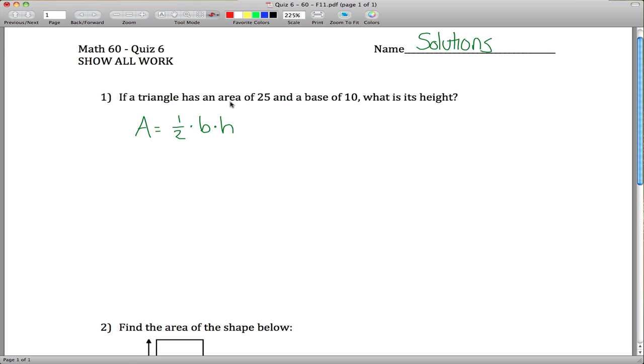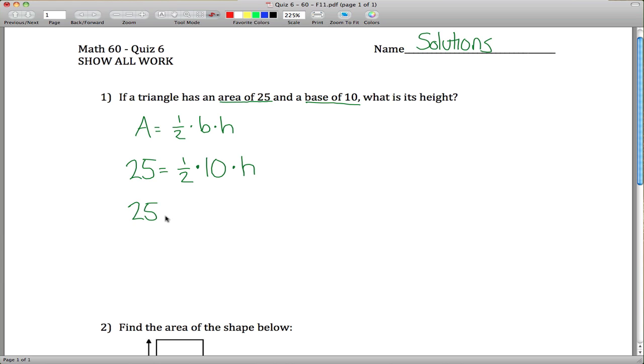And then you look up here and you're like, okay, the area is 25. So instead of writing A, I can write 25. Let's see, the base is 10. So instead of writing B, I can write 10. And what is the height? I'll just leave this as H, and that'll be the thing that I solve for.